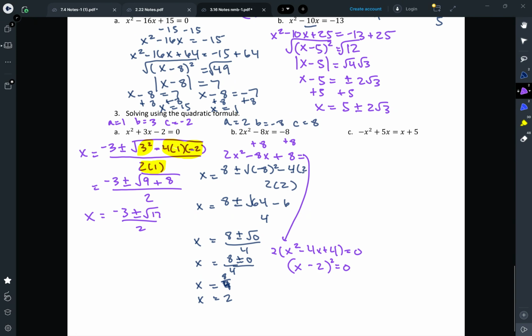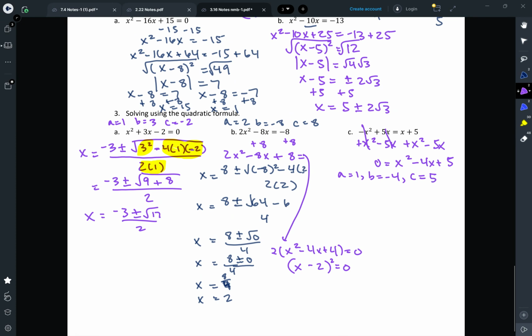On the last one, I want to get everything on one side, 0 on the other. I'm actually going to move the x squared and the 5x because I like to have them positive. I just make fewer mistakes if x squared is positive. So this would give me 0 equals x squared minus 4x plus 5 is what we've got right now. So let's see. That means my A is 1, my B is negative 4, and my C is 5.